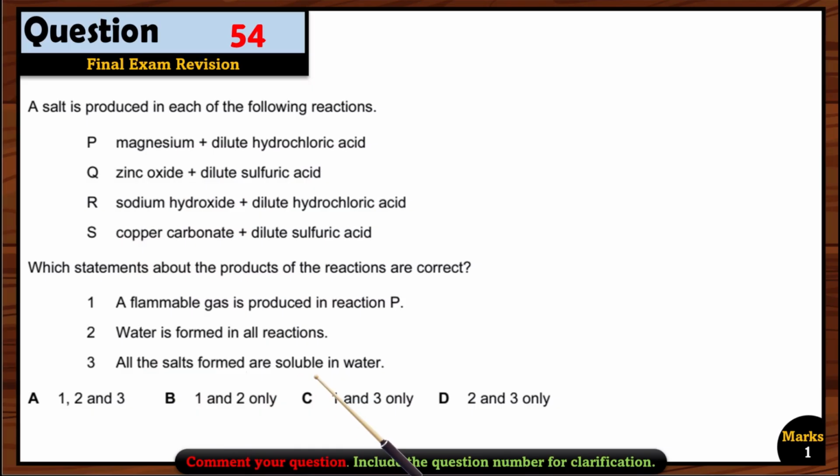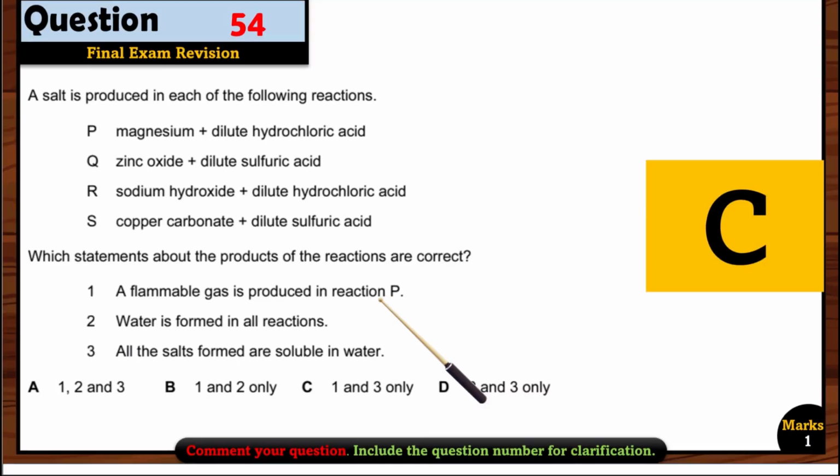All the salts formed are soluble in water. Now let's see one by one. Magnesium chloride, yes, soluble in water. Zinc sulfate, yes, soluble in water. Sodium chloride, yes, soluble in water. Copper sulfate, yes, soluble in water. So that's why all these are soluble in water. So we can choose 1 and 3. That is C option. So C option is correct.